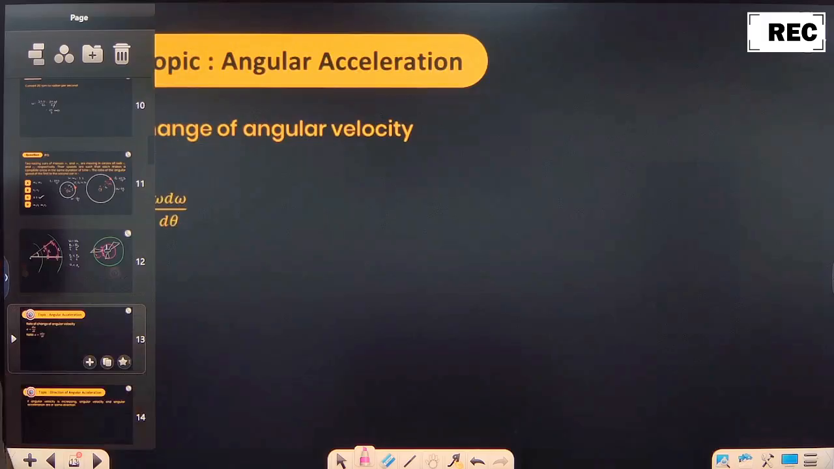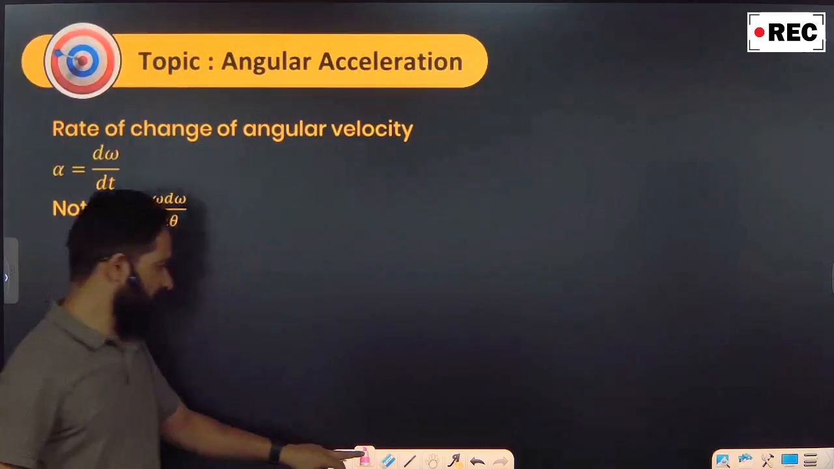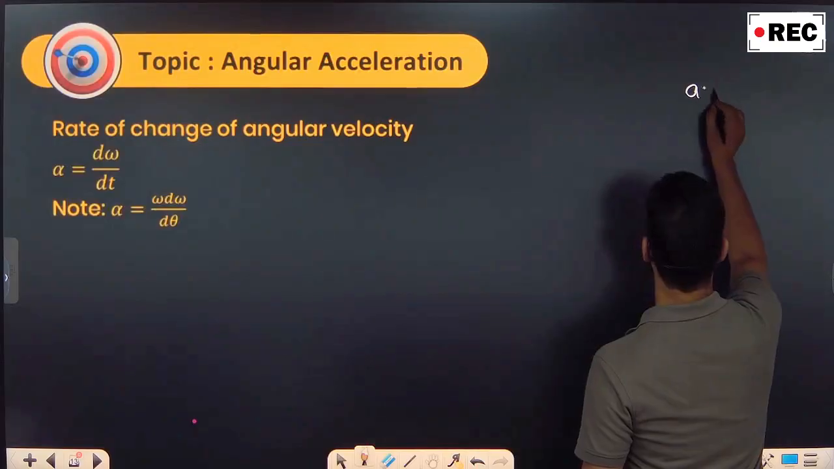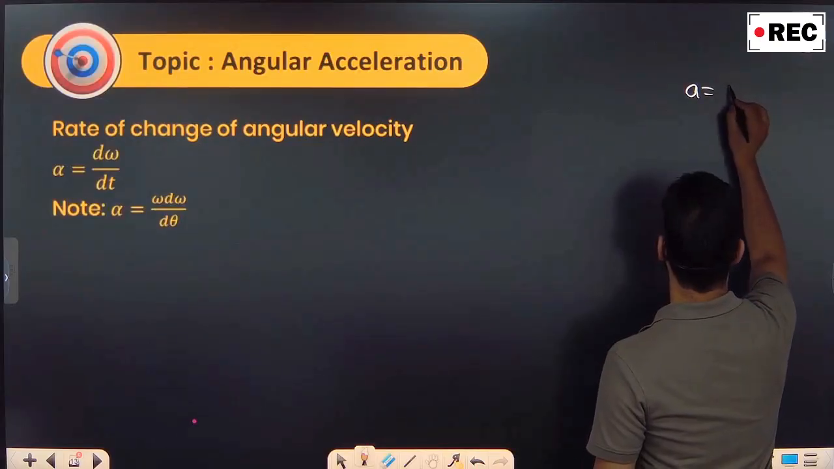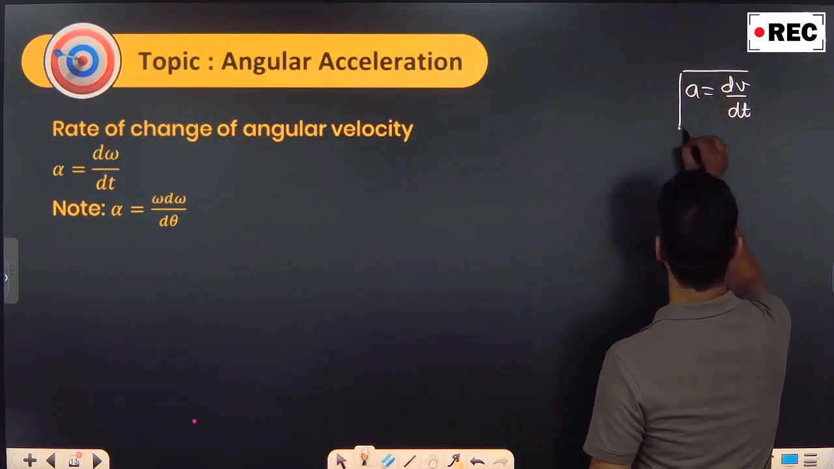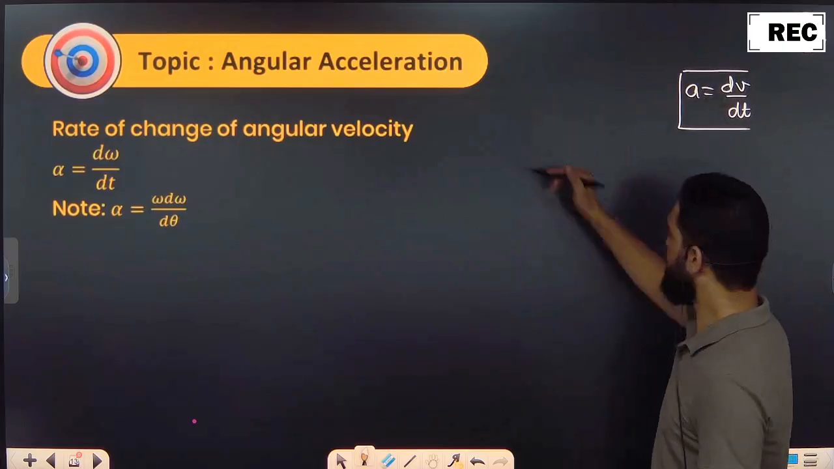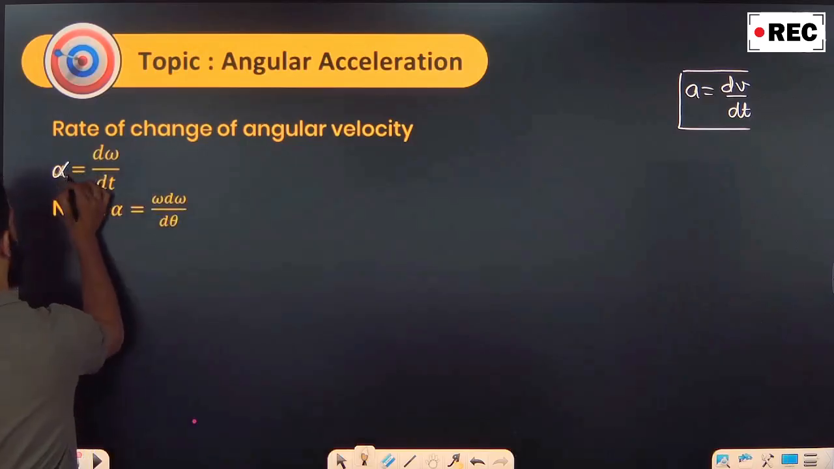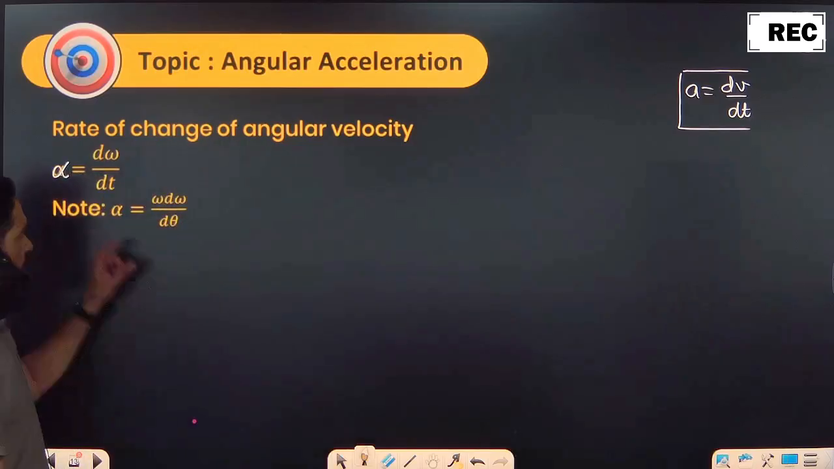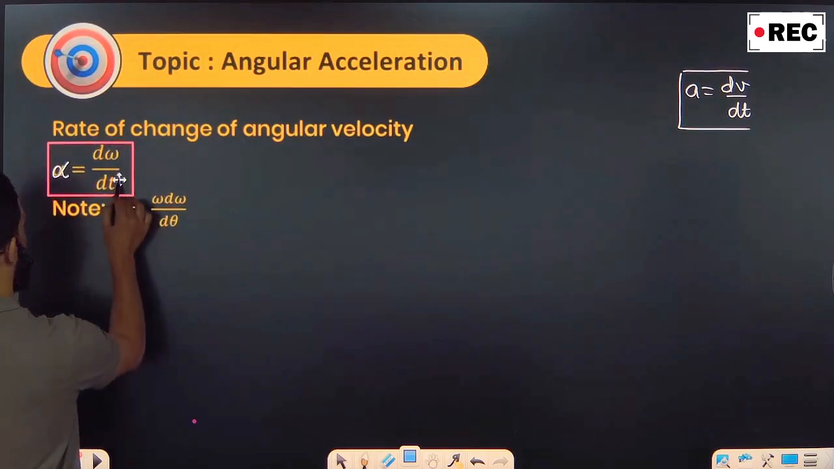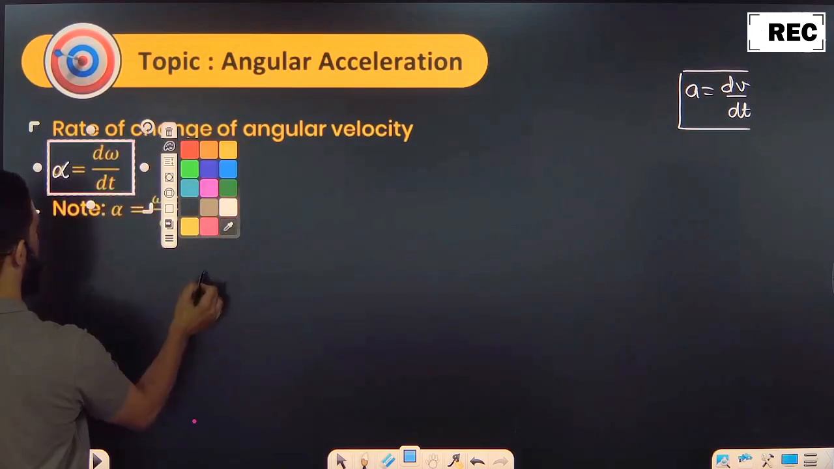Now we have angular acceleration. Before that, in the linear case, what was the acceleration? a is equal to dv upon dt. This was linear. In the same way, we copy it. There is something called alpha, the rate of change of angular velocity. Alpha is d by dt of omega.